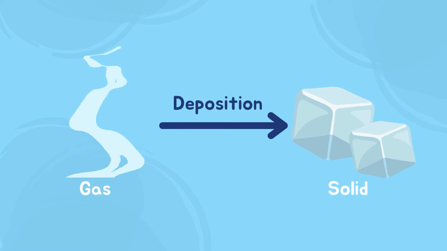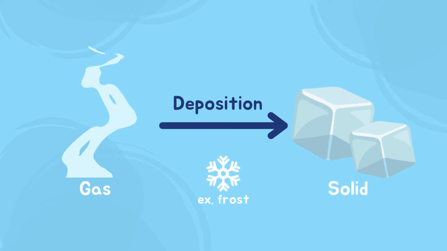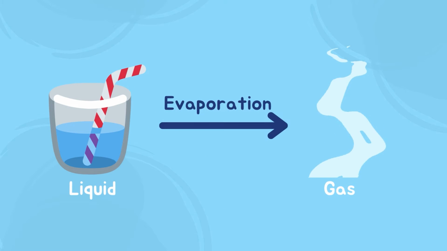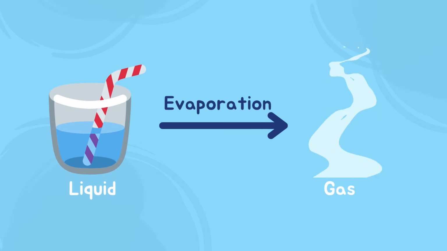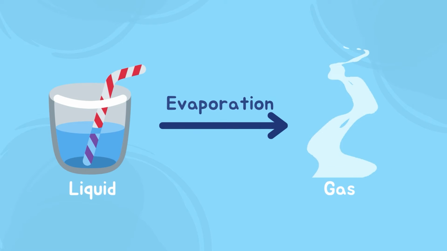The process of changing from a gas state to a solid state is called deposition. We often see this in the form of frost, when water vapor turns into frost because of the cold weather. The process of changing from a liquid state to a gaseous state is called evaporation. The liquid is usually heated or exposed to warm temperatures to start the evaporation process.